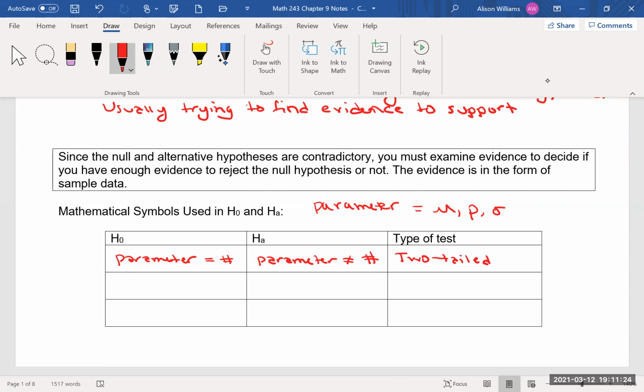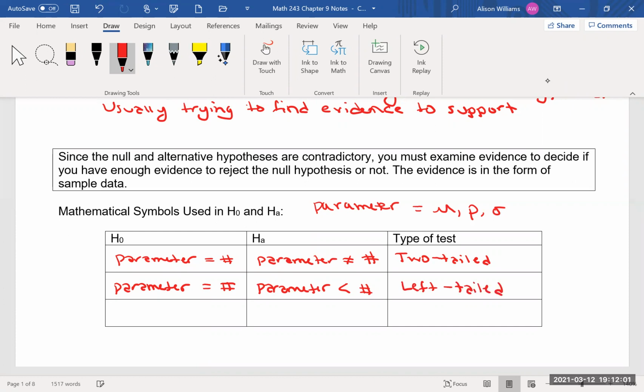So, another type of alternative hypothesis. For simplicity, we're going to let the null hypothesis always just be equal to some number, some value. The alternative is what's going to change. In this case, let's say the parameter is smaller than that value. Again, they can't both be true. They contradict each other. If one says they're equal and the other says it is less than, they can't both be true. In this case, this is going to be a left-tailed test.